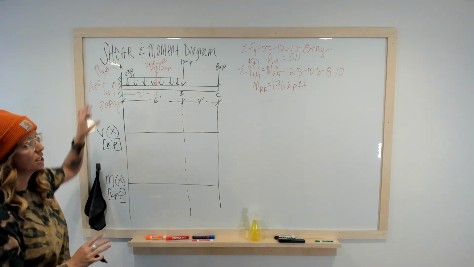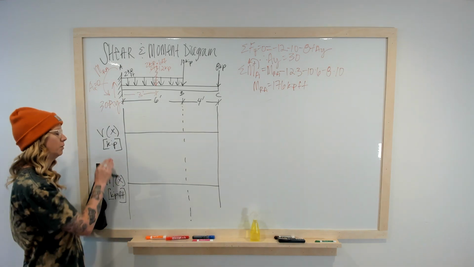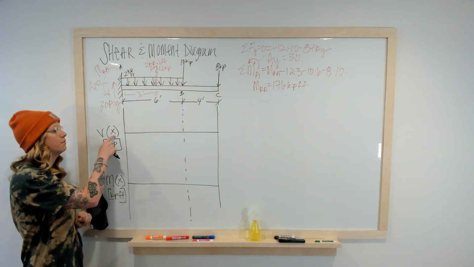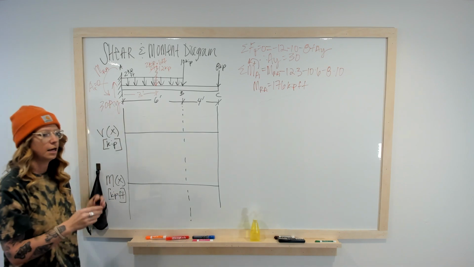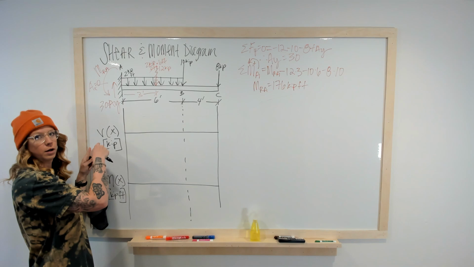Okay, this is a very standard way of setting up a problem. Your professor will love you if you set this problem this way, if you put units on here. And what does V of x mean? What does M of x mean? It means that at any x given distance across this beam, that's what the shear is.